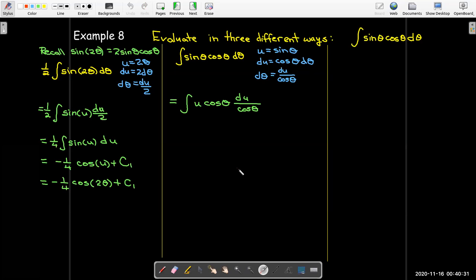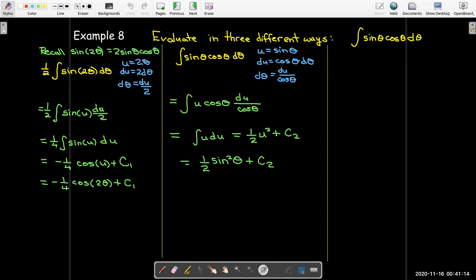All right, make our substitution. Sine theta gets replaced with u. D theta gets replaced with du over cosine theta. So the cosine theta divides out. And I'm just left with u du, which has a very simple antiderivative, 1/2 u squared, plus a constant. And I just put c2 to emphasize that the constant here could be different from the constant in our first antiderivative. Then go ahead and replace the u with our original value, which is sine theta. And so an antiderivative would be 1/2 sine squared theta plus c2.